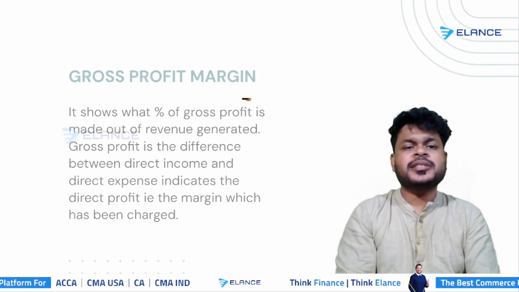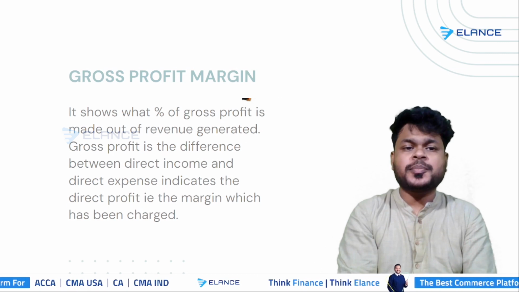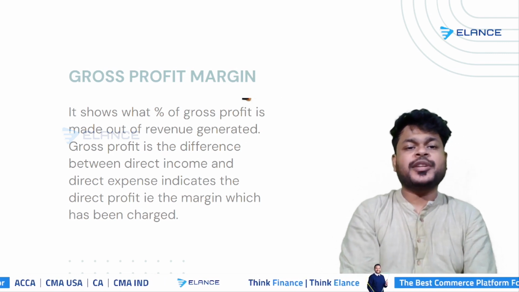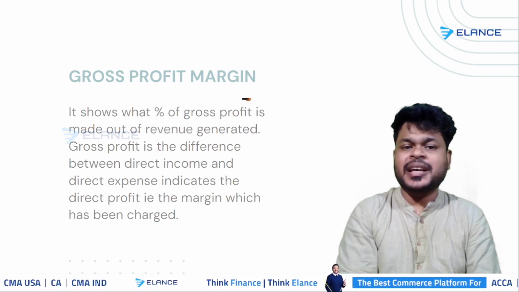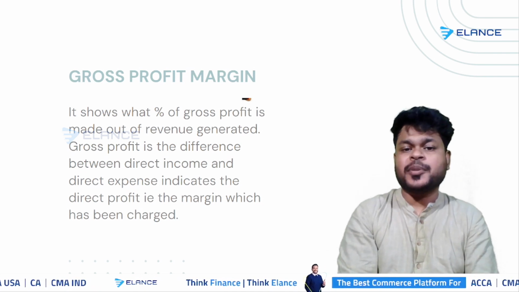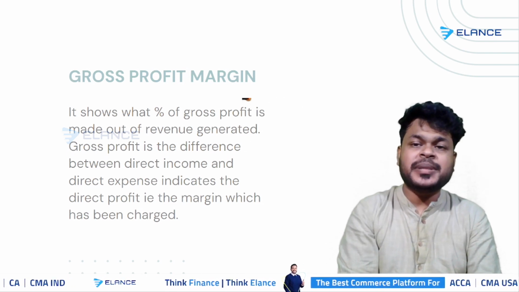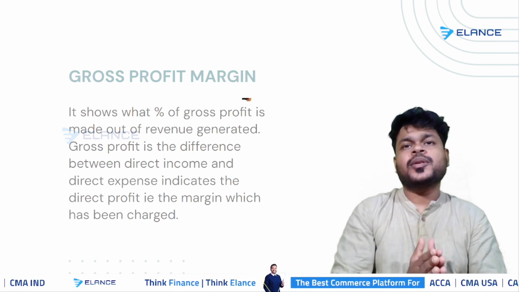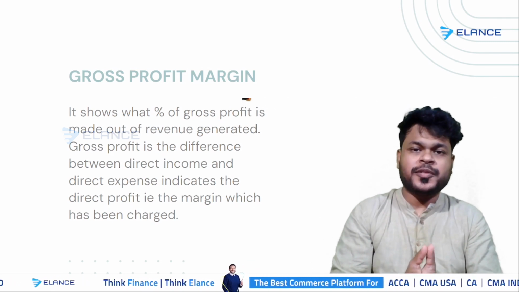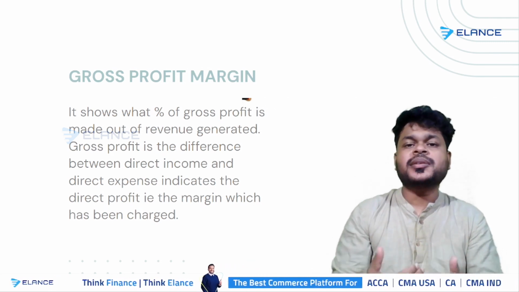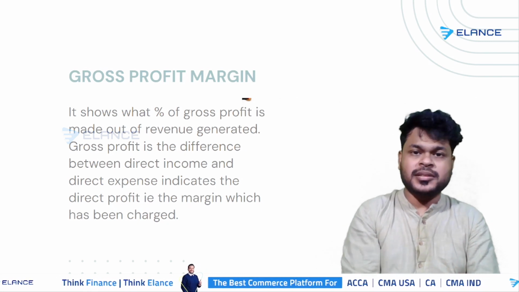Gross profit margin shows what percentage of gross profit is made out of the revenue generated. Gross profit is the difference between direct income and direct expense, and indicates the direct profit, that is the margin which has been charged. So during a ratio analysis, when you see that the gross profit is increasing, it is a good sign because you are making more margins.